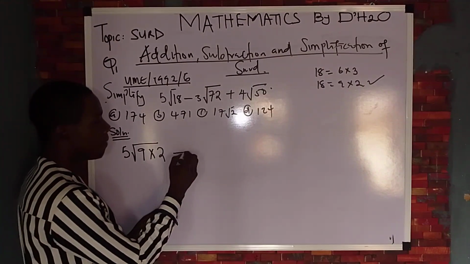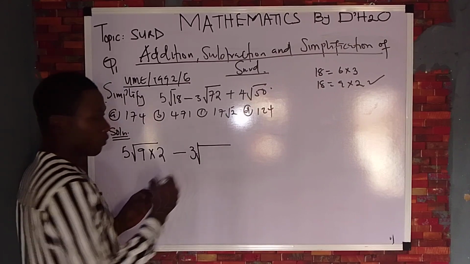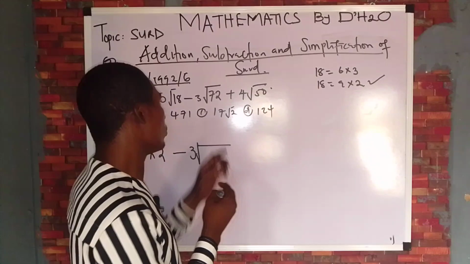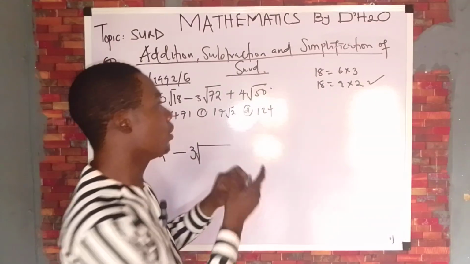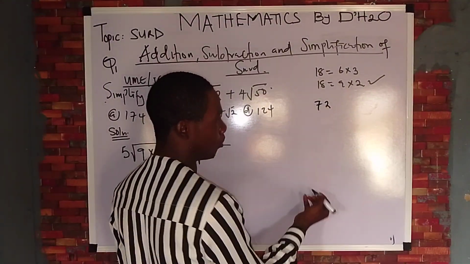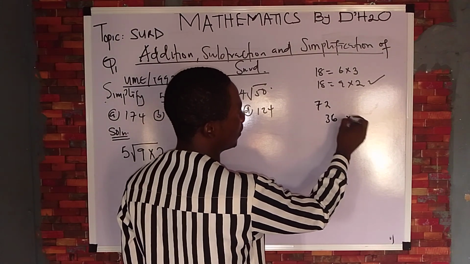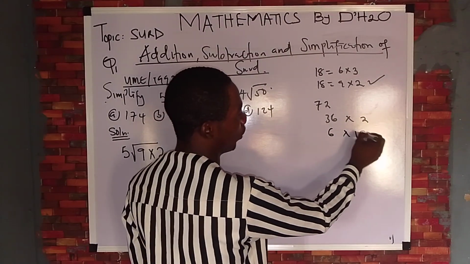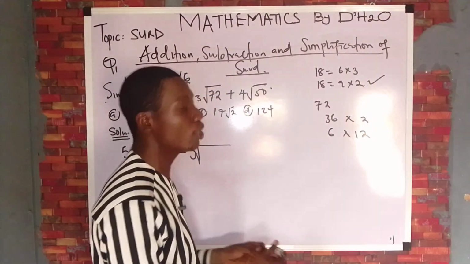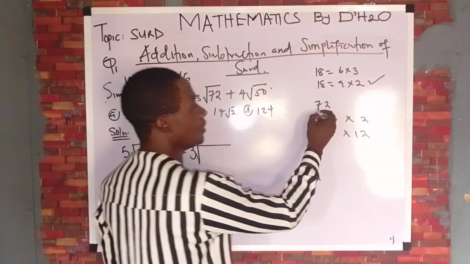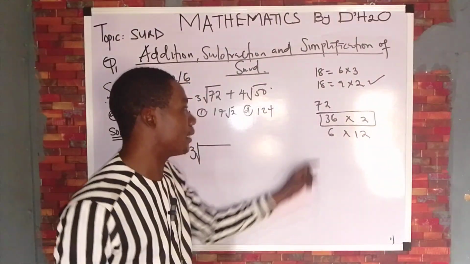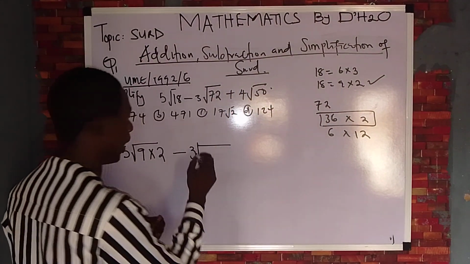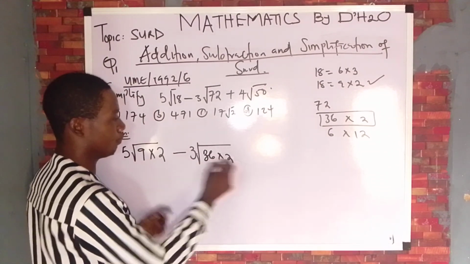Then you have minus 3 root 72. Remember, there are many multiples of 72. Same with your 18. If I have 72, what are the multiples? Remember, we can have 36 times 2. If you break this, you have 6 times 12 also. So there are many multiples. But the one that is convenient is this. Why? Because you can easily determine the square root of 36. So that you have 36 times 2.